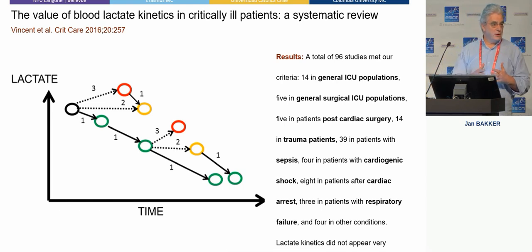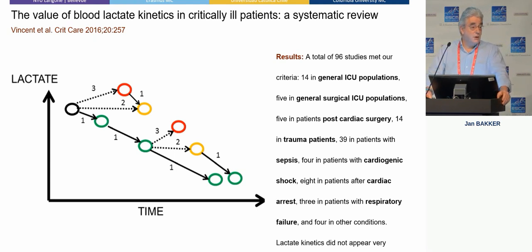And what he found in this study, if your second lactate level is lower than your first lactate level, the chances of survival are much better than when your second is the same as the first, or when it even increases. And so it's right, the general feeling that we have, that when you see a decrease in lactate, the patient is doing better than when there is no change or even an increase, is confirmed by this review of 96 studies available in the literature.